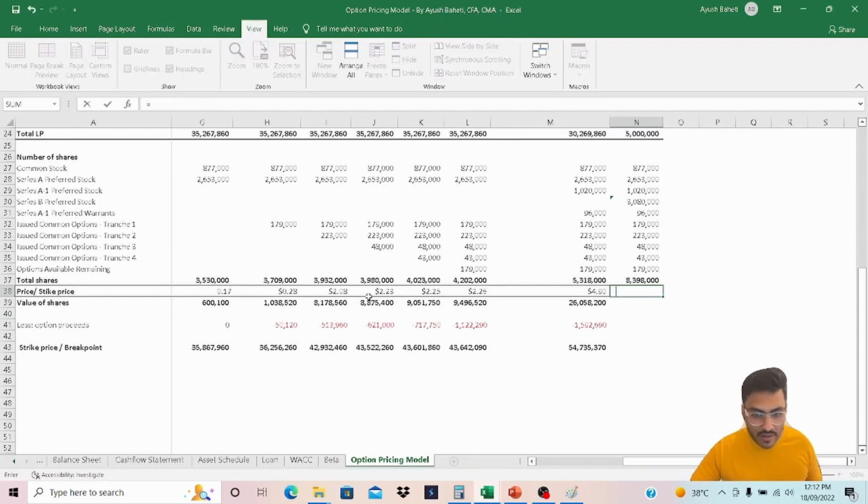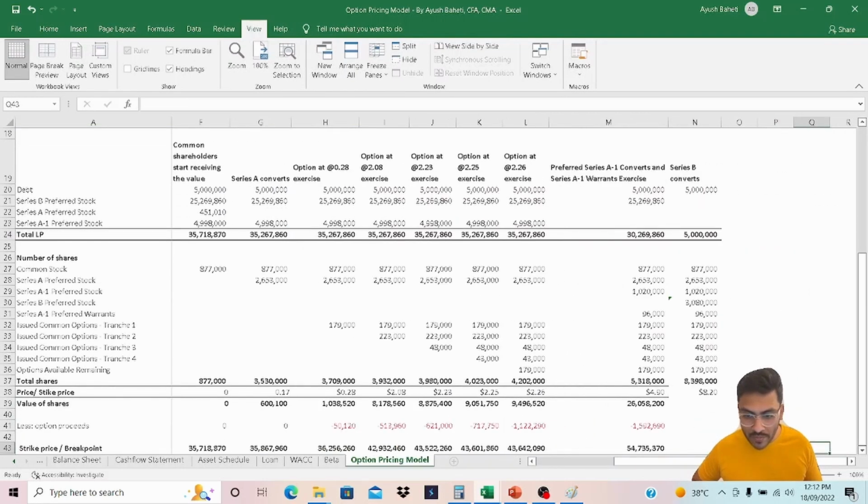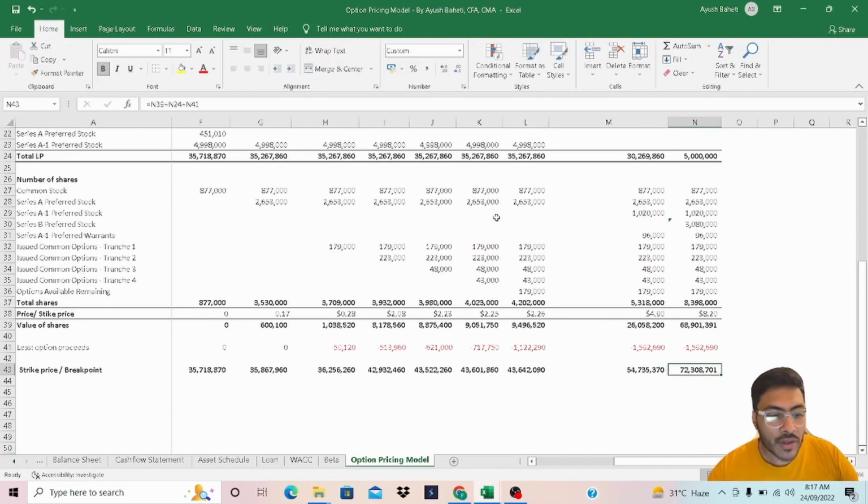We know that the strike price at this stage, because series B is converting, so the share price is 8.2. The total value of share is 67 million. This is the total option proceeds, and we have arrived at the last breakpoint, which is 72.3 million. Okay, now we are done with the most important step, that is creating the strike prices.